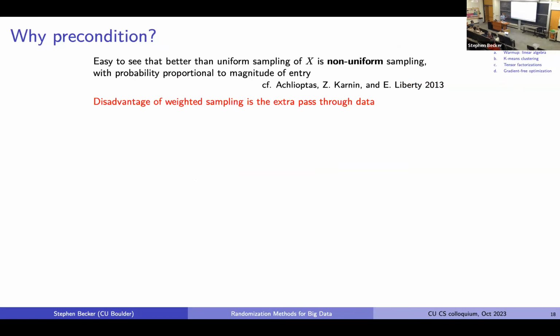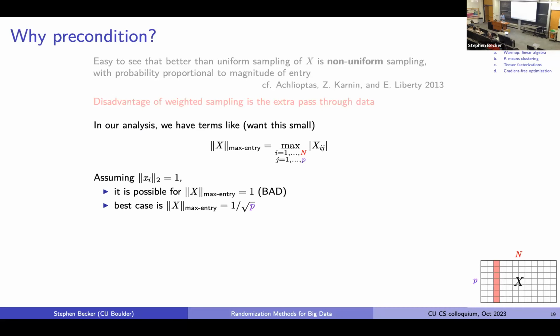If I'm gonna subsample, I don't wanna do it uniformly at random, that's a bad idea. I wanna do it non-uniformly depending on how large the entries are. But figuring out how large the entries are means I have to look at every single entry, that's kind of expensive. So I don't wanna have to do that. So I'm gonna do the same preconditioning so that everything's about the same size. Okay, then when we analyze this in theorems, we're gonna have analysis that sort of has theorems depending on the largest entry in my matrix. And I want that to be as small as possible.